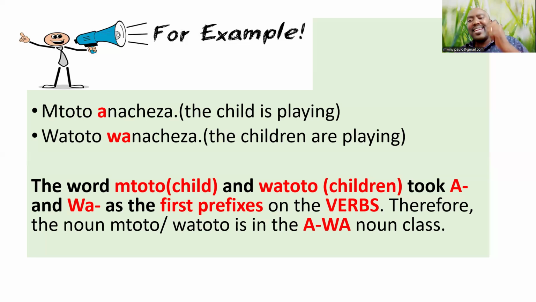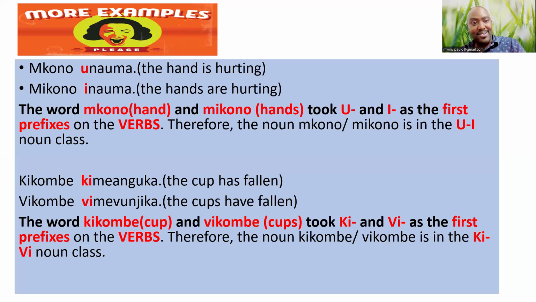Now, when we are forming the noun class, we shall pick the first prefixes on the verbs, and we shall do so in singular and plural. So in this case, mtoto anacheza, we take that a. In plural, watoto wanacheza, wa. A and wa. So we shall give this noun class the name A-wa noun class. More examples? So be it.